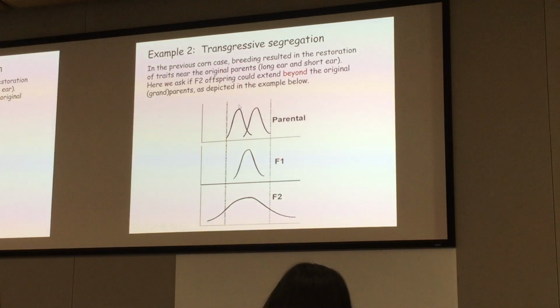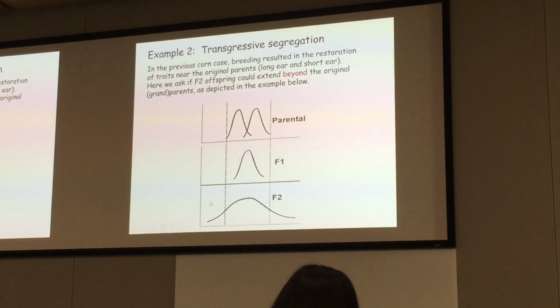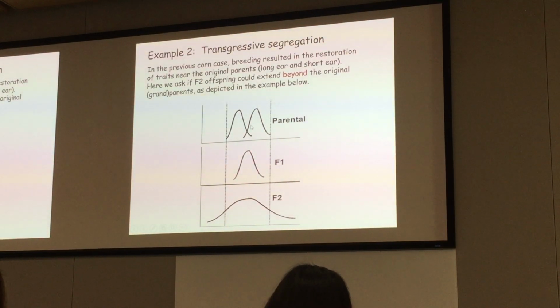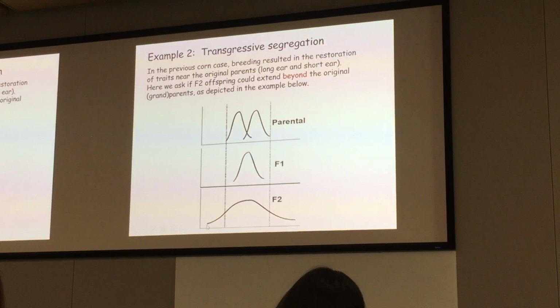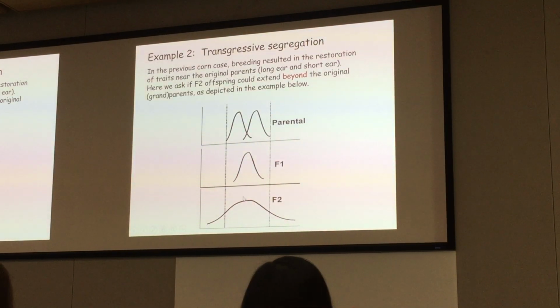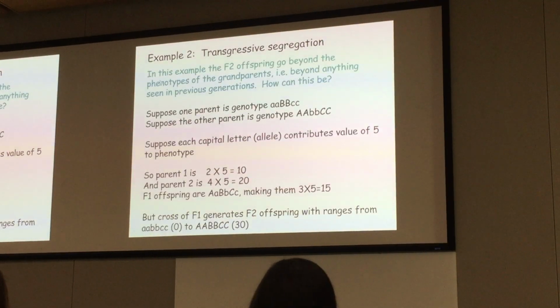So the question here, which seems puzzling at the outset, is: wait a minute. You have grandparents with phenotypes here and here. You generate F1 progeny that are intermediate, but then somehow you cross the F1s and you get phenotypes that are way outside anything you've seen in the past 2 generations. So the question is, how could we explain something like that? Transgressive segregation, where you seem to be going way out here on this phenotypic curve in this direction and this direction. And the answer is pretty straightforward.